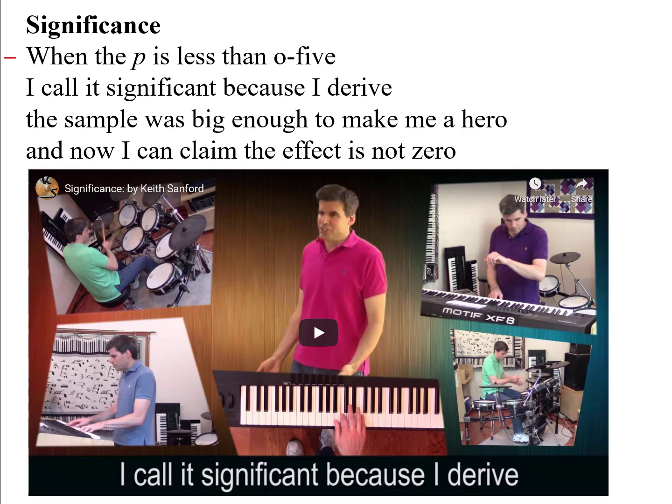When the p is less than 0.05, I call it significant because I derive the sample was big enough to make me a hero, and now I can claim the effect is not zero.